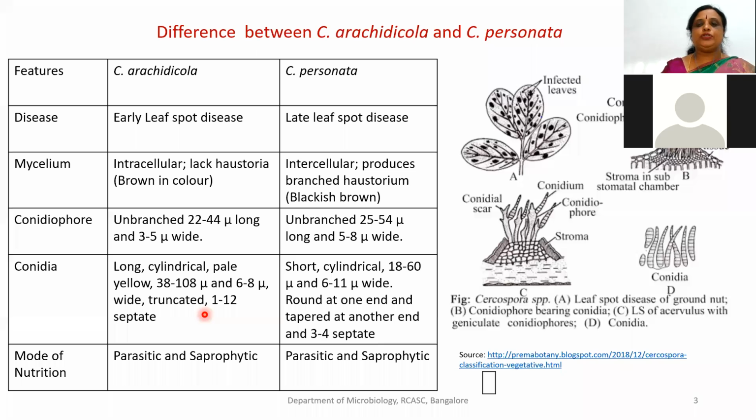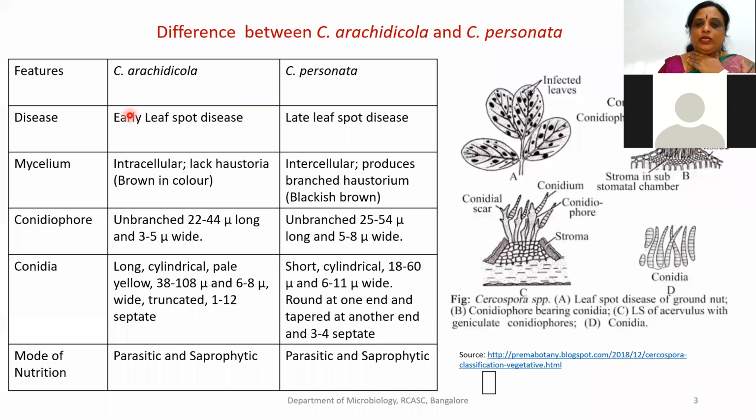Now, coming to the difference between, as I was mentioning before, students, there are two different species of Cercospora which cause the leaf spot disease. Which are those? One is Cercospora arachidicola, the other is Cercospora personata. These are the two different species which cause leaf spot disease in groundnuts. What is the difference between these two pathogens?